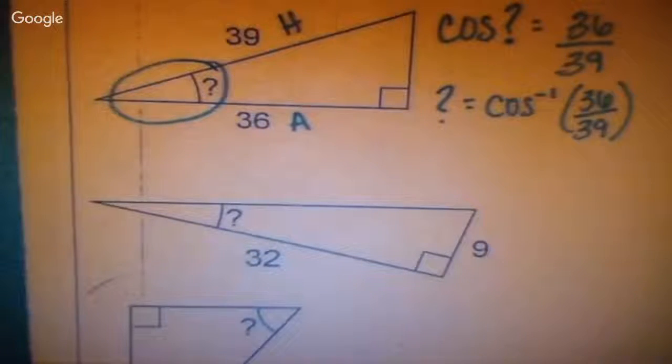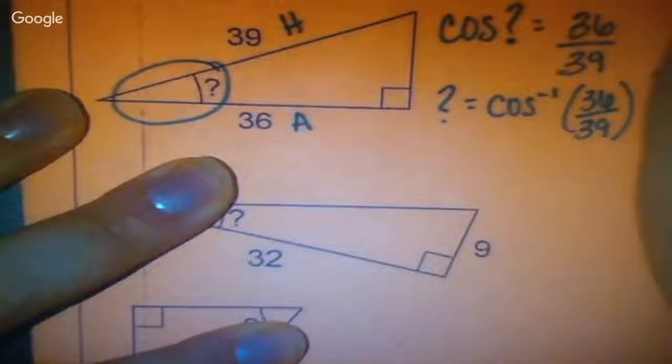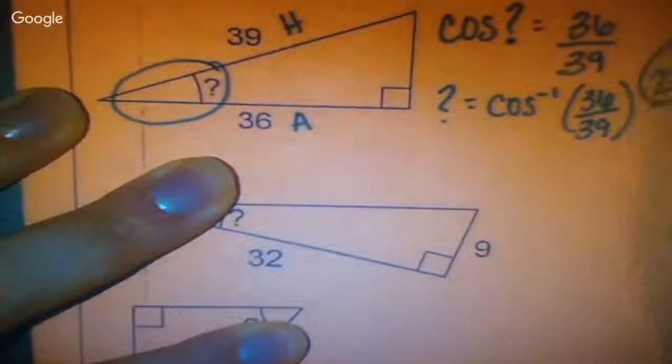Because it's CAH. So your A goes on top, your H goes on the bottom. Okay. It's 22.61. You said 22.6. I honestly think solving for an angle is easier than solving for a side. I think it is too. Yep.